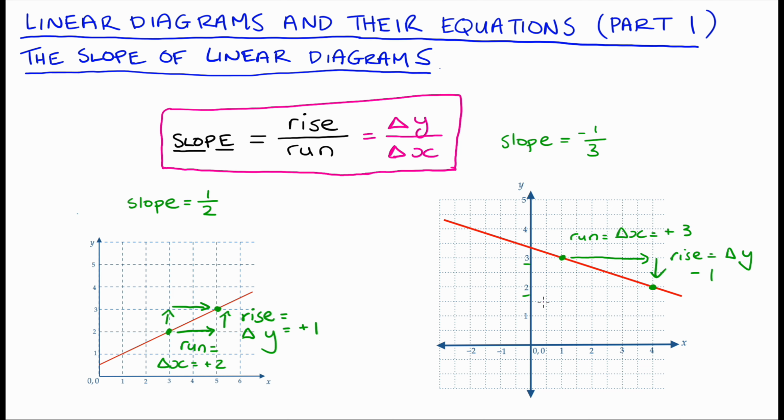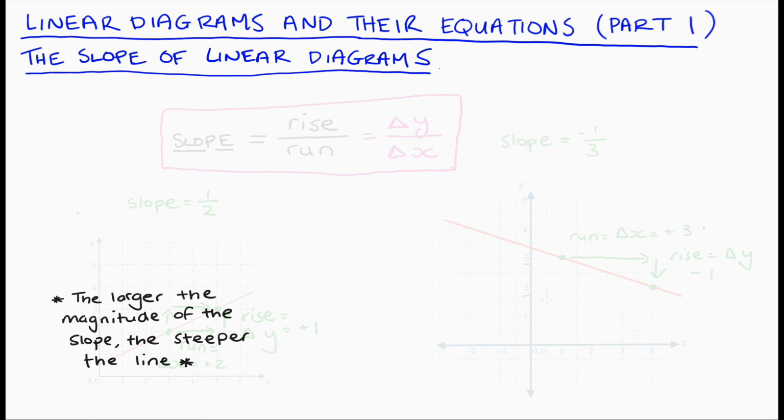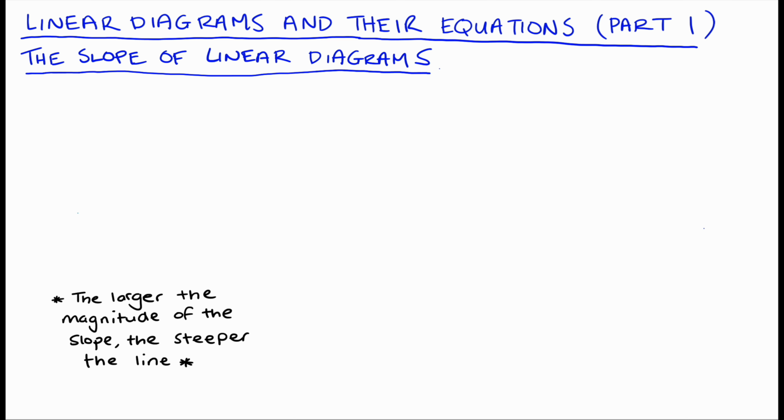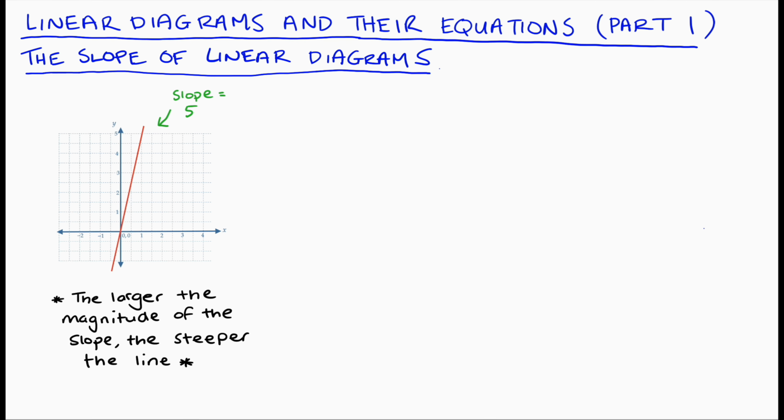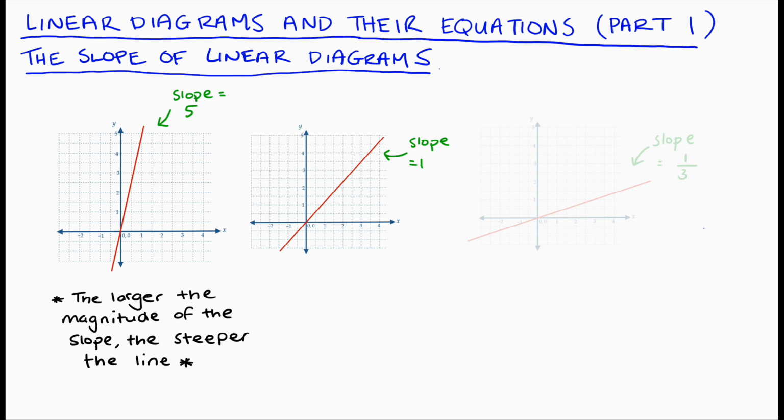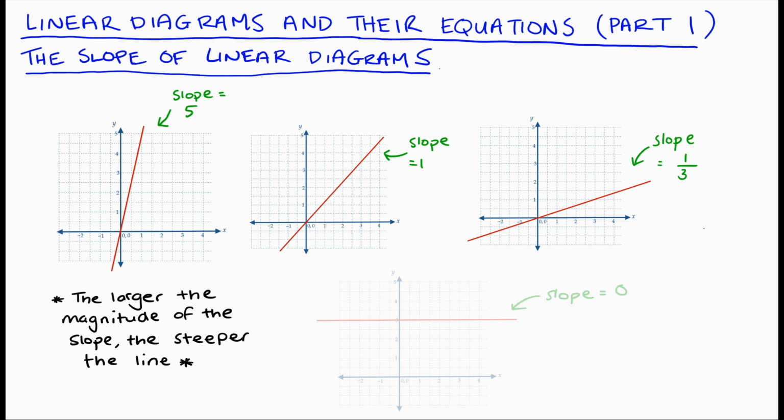Now, before I finish the video, I wanted to go through a few observations that follow from these discussions. So it does follow from this that the larger the slope is in magnitude, the steeper the line. So I'll put some drawings down here. So here is a slope of positive 5, positive 1, and positive a third. So you can see as the slope gets smaller, we get a flatter line. And actually, if we have a perfectly flat line, we're going to say the slope is equal to 0.